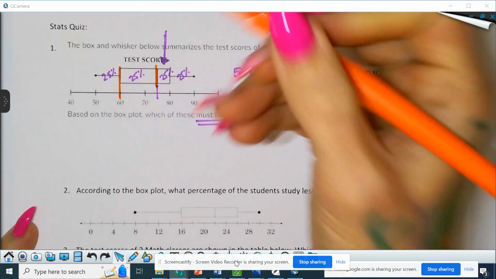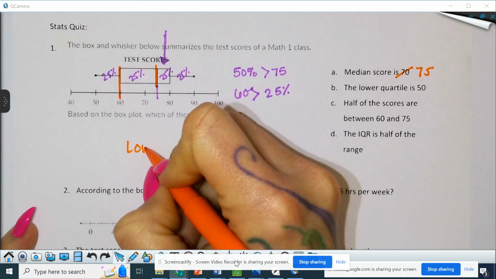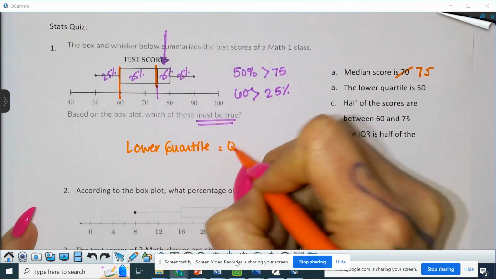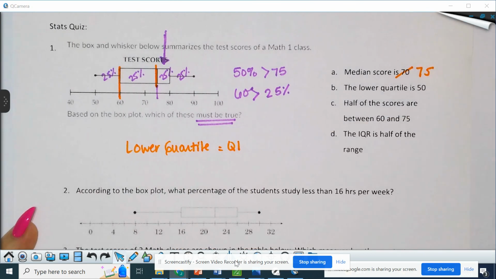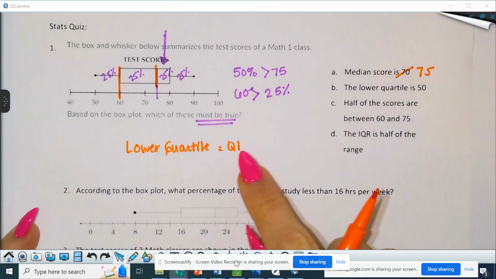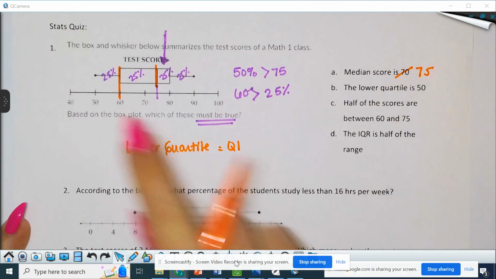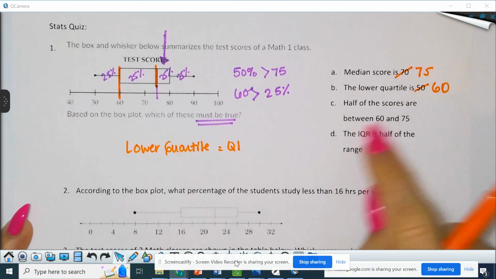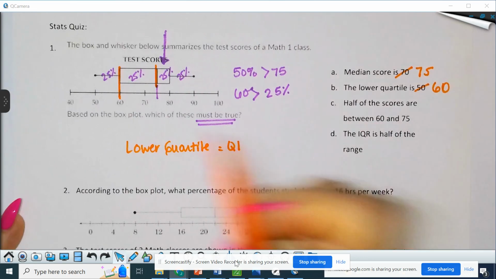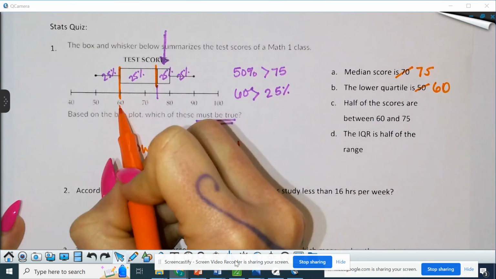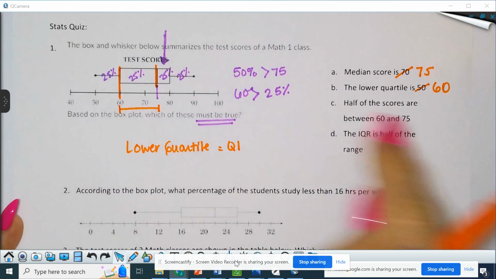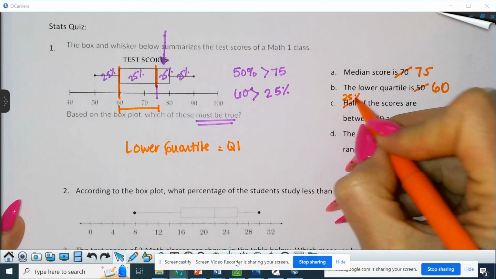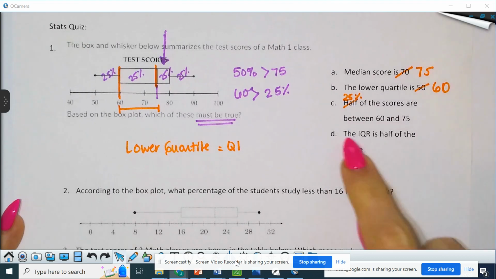The lower quartile, this is your lower quartile. So lower quartile is Q1. That's 60. That's not true. Half the scores are between 60 and 75. So 60 and 75, it's not half. It's only 25%. And the IQR is half of the range.